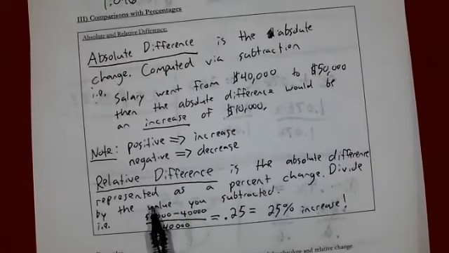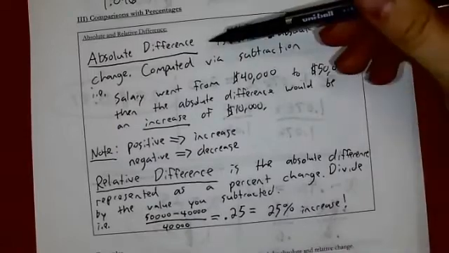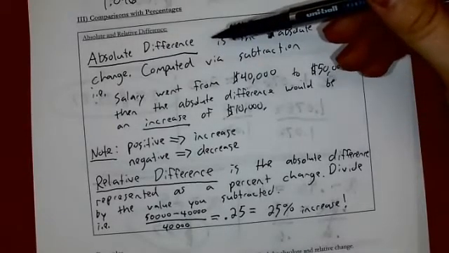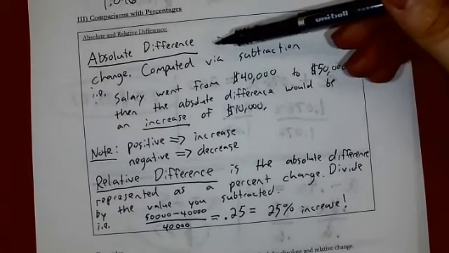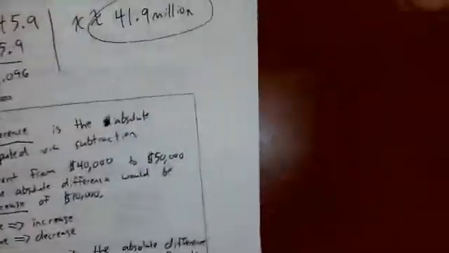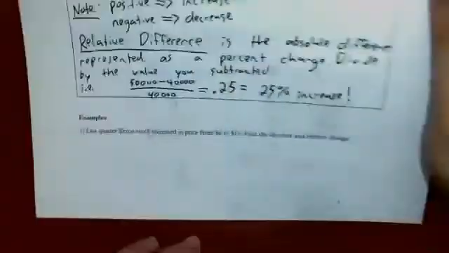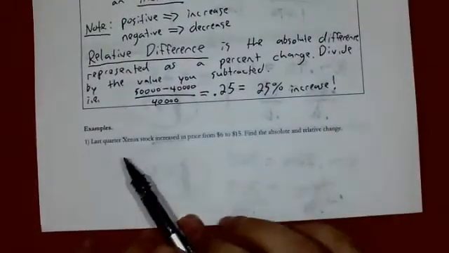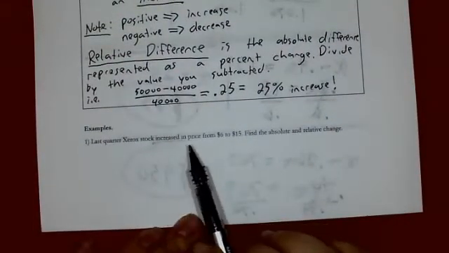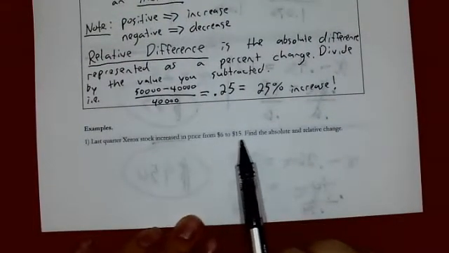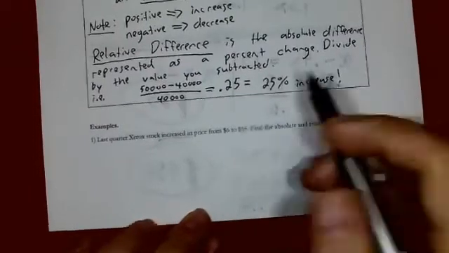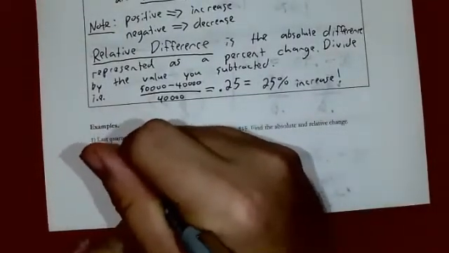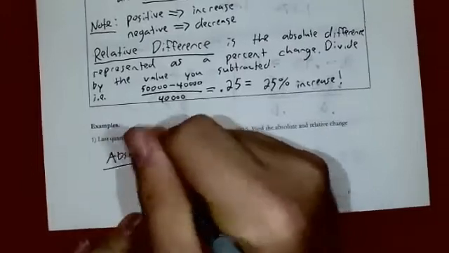So in order to compute the relative difference, you take your absolute difference divided by the value you subtracted, or what many texts refer to as the reference value. So let's go ahead and practice with this a little bit. Last quarter, Xerox stock increased from $6 to $15. Compute the absolute and relative change. Let's do the absolute first.